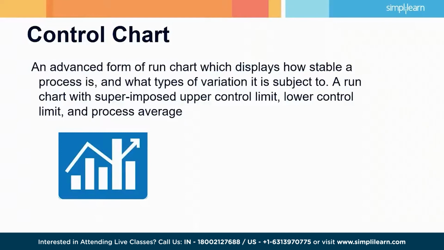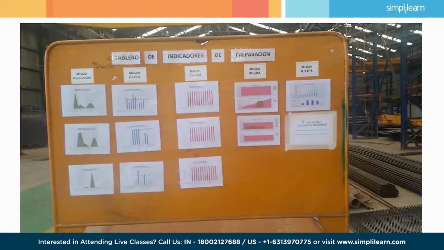So one of the tools that we use a lot for controlling is the control chart, which is an advanced form of Gantt chart which displays how stable is the process and what types of variation it is subject to. As you can see, this is not very clean, right? But it's a very good place where you can get all the information you need on the line.